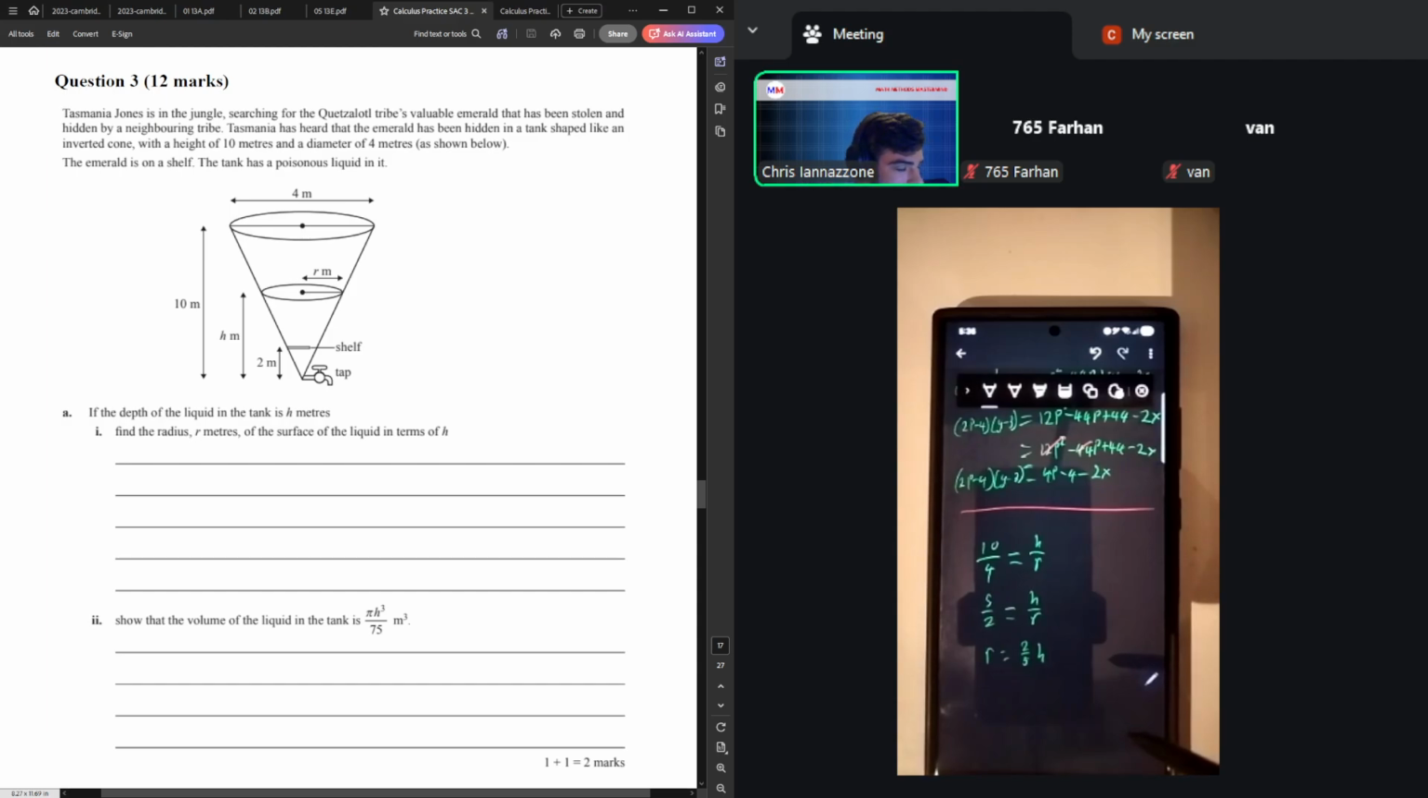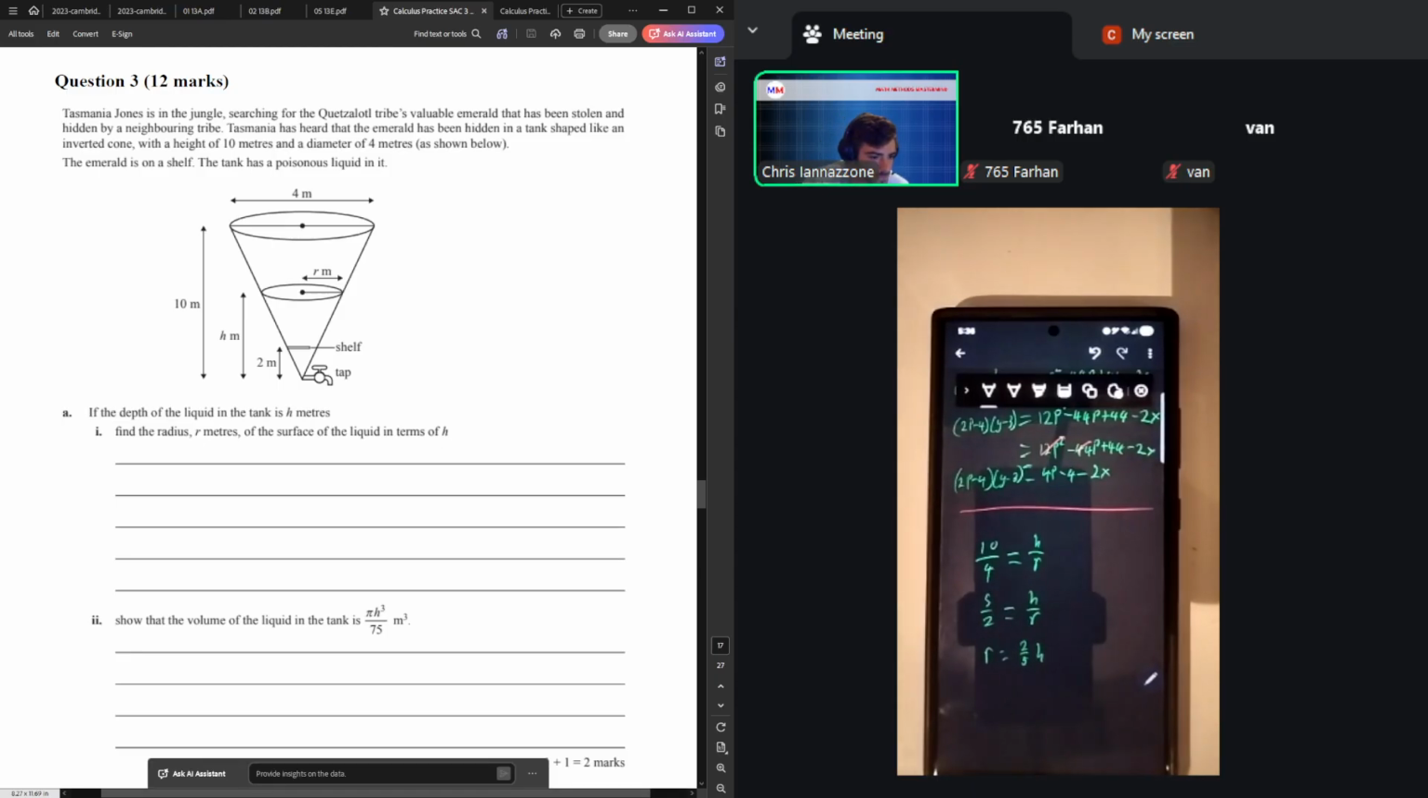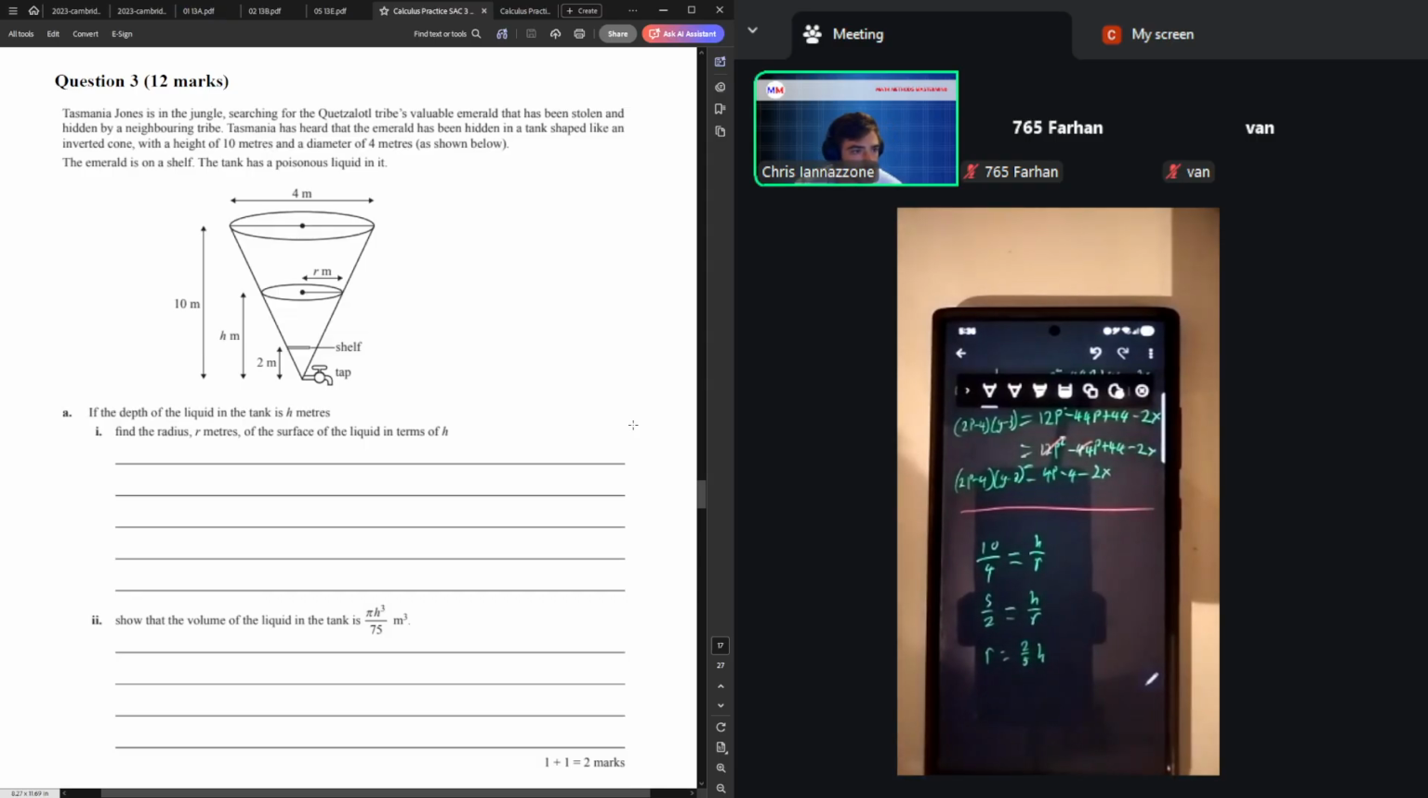Oh, actually, something seems a little bit off there. One of the dimensions that were mentioned doesn't fully match up to the comparison that we're doing there. 10 and 4 does not directly relate to h and r. It's very close, but not exactly.